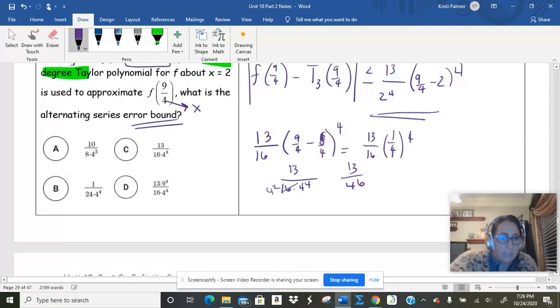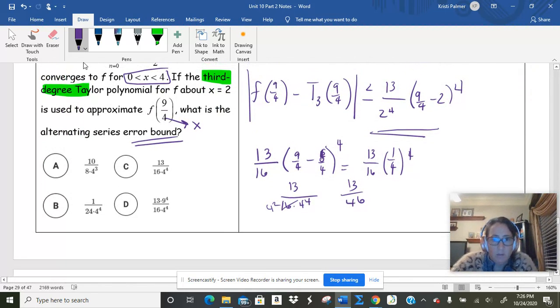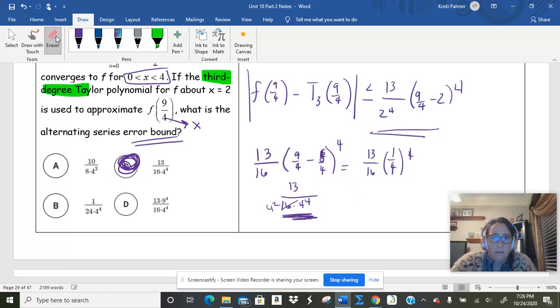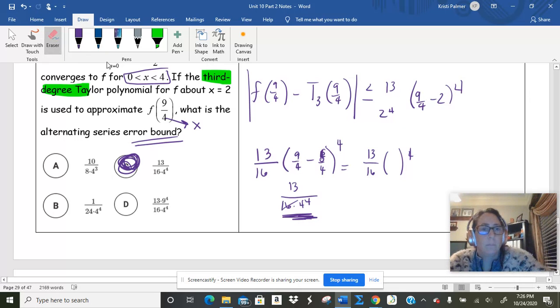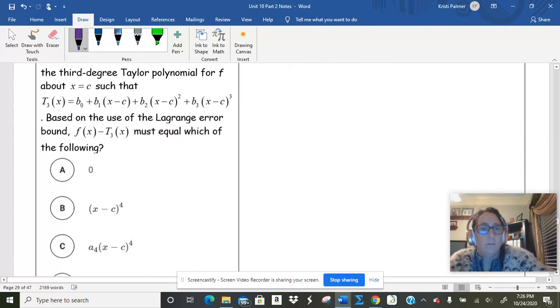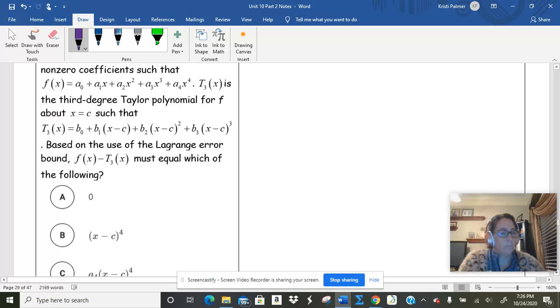What am I looking for? Let's see. Can I get it to match any of these? Oh, pause. Look back here. I just saw that. I swear I just saw that right here. So I didn't even have to go as far as I did. So I could have left it there, and then I see it. Okay, next one.